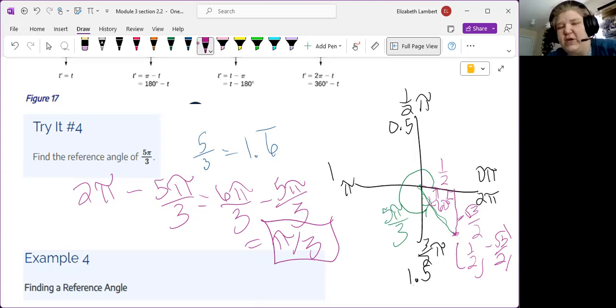So like here, we could have stopped at the pi over 3. Most of the time though, when you find a reference angle, the next thing you're going to need to know is the sine and cosine. So my brain just auto completes to that.